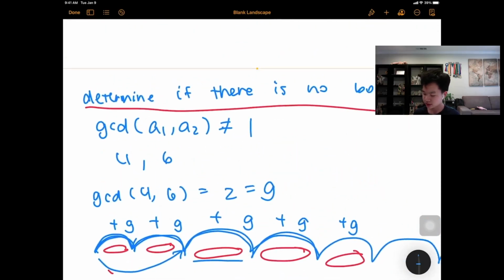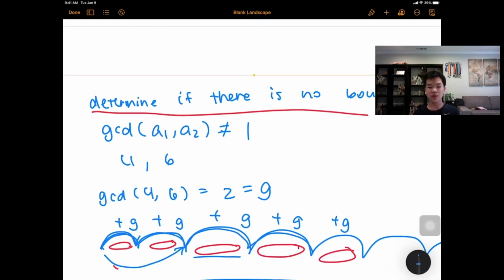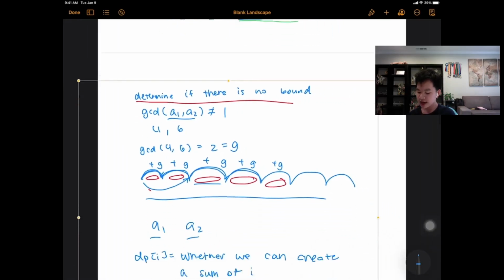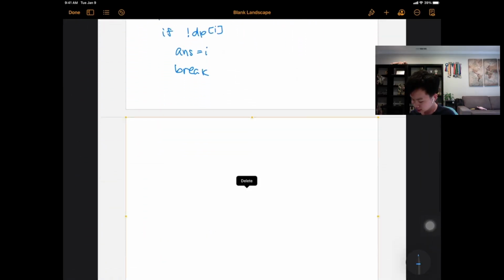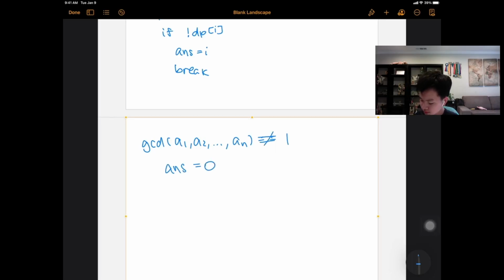So let's summarize that. One more thing actually. Before, we already determined that there is no bound on two integers. Now, similarly, we have n integers. If the GCD of a1, a2, ..., an is not equal to 1, then our answer is equal to 0.